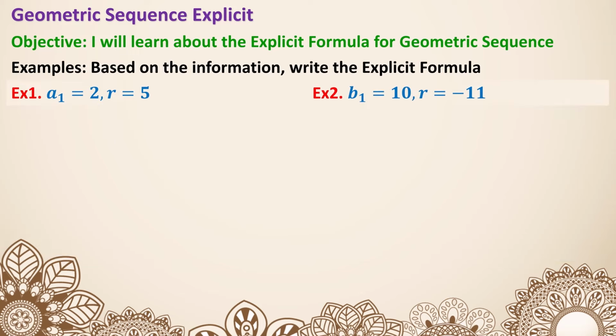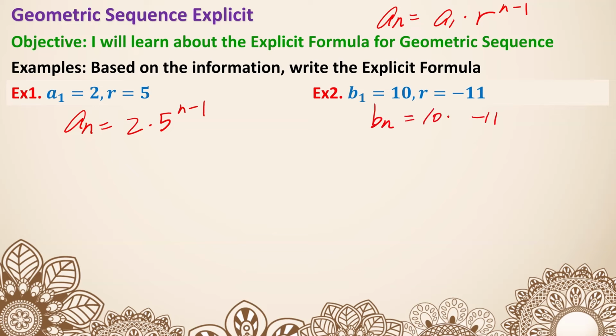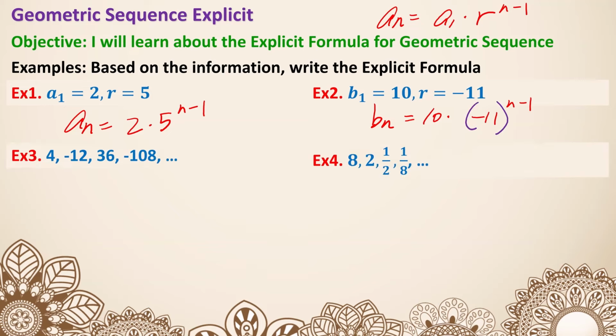So now let's practice writing the explicit formula. A sub n is a sub 1 times r to the n minus 1 power. For example 1 and 2, everything is given. So a sub n equals 2 times 5 to the n minus 1 power. Example 2, b sub n equals 10 times negative 11 to the n minus 1 power. However, the important thing that I have emphasized in previous units, when you have a negative, you've got to put it inside parentheses.